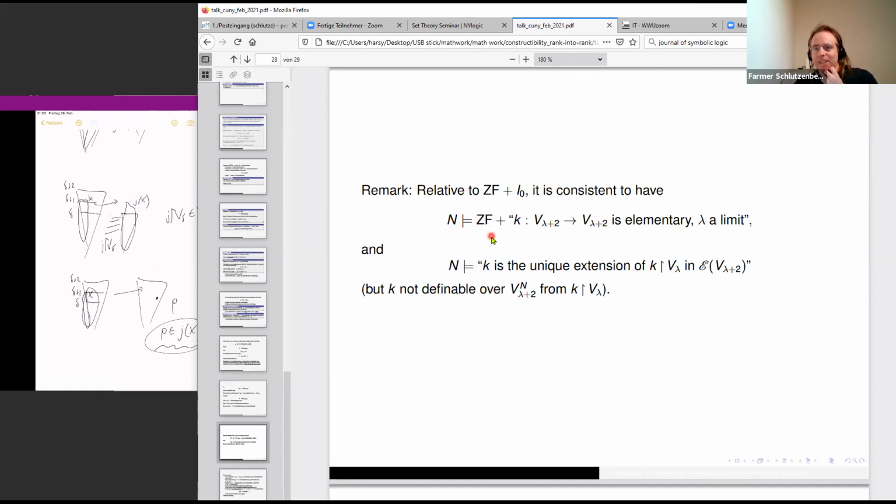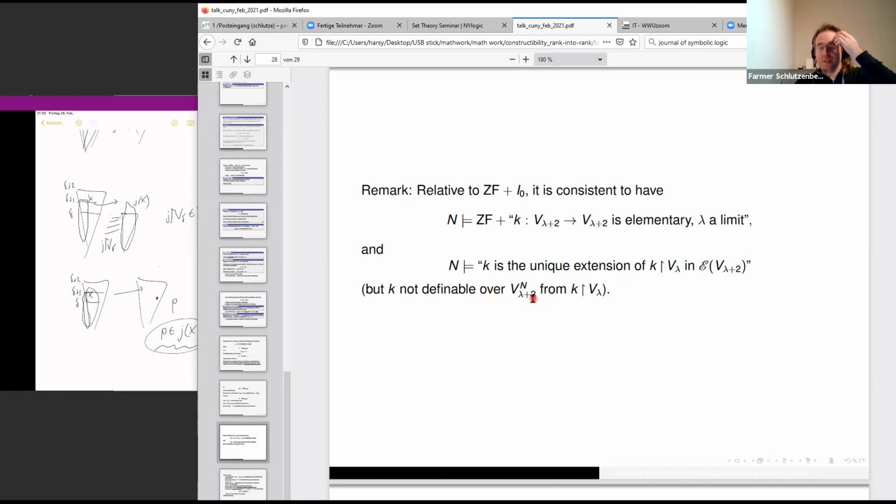It is consistent to have ZF plus K maps V lambda plus 2 is elementary, lambda a limit, and N models that K is the unique extension of K restricted to V lambda. I mean, equivalently, K is the unique extension of K restricted to V lambda plus 1, because you can make that step, which is an elementary from V lambda plus 2 to itself. So it can be the unique one. It's just that it's not definable over V lambda plus 2.